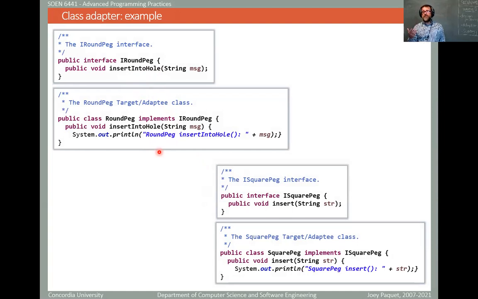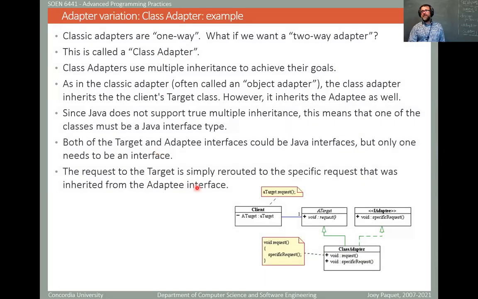So it's essentially using exactly the same pattern as the adapter, except that it's using some kind of multiple inheritance by having my adapter being both a round peg and a square peg. And then depending on which object type I use in my constructor when I create my class adapter object, it's going to be either a one-way, a square to round hole adapter, or a round to square hole adapter.